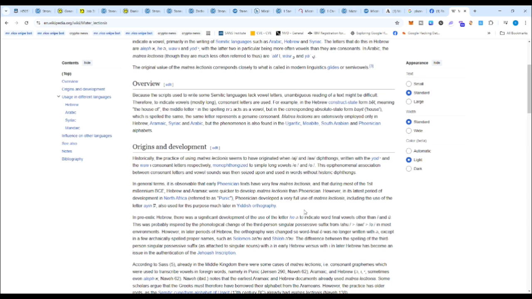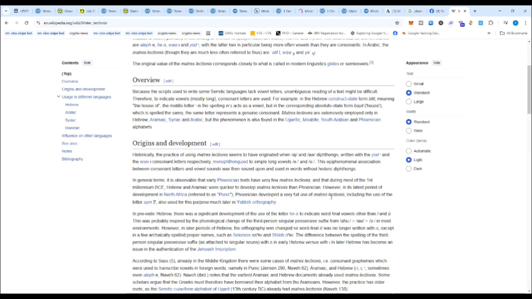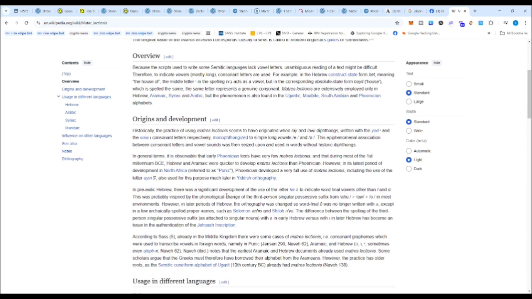However, in its latest period of development in North Africa, we're not worried about North Africa, Phoenician developed a very full use of matres lectionis, including the use of the letter ayin, also used for this purpose much later in Yiddish orthography. Now, when it says North Africa, it's talking about the Punic. That would be Hannibal, Hannibal the Canaanite, Phoenician Canaanite, who fought the Romans.